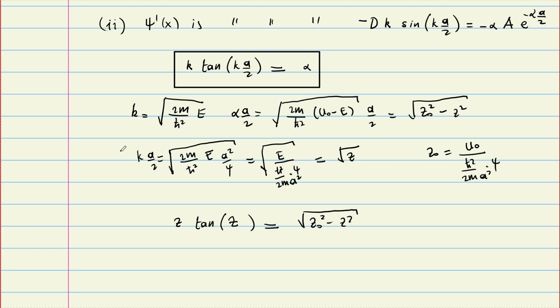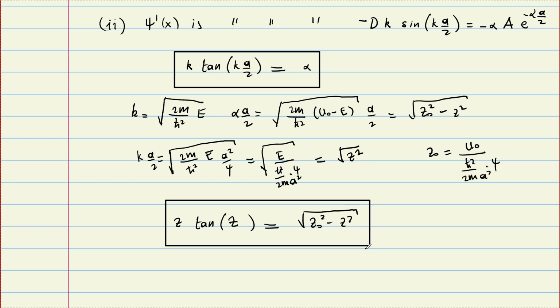But I called this one z squared. Oh, this is z squared. Okay, now I think this makes sense, right? This is z squared, so this is z squared, and this is z, and this is z, right? Okay, good. Now, how do I solve this equation? Any suggestions?